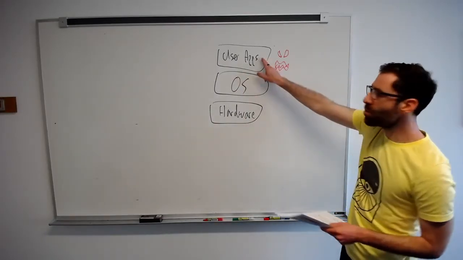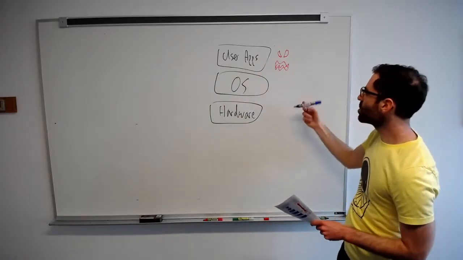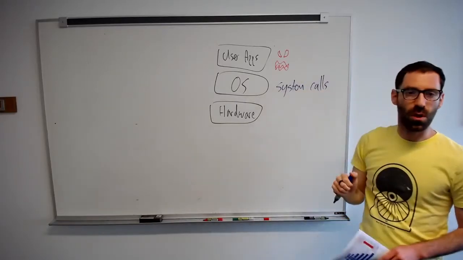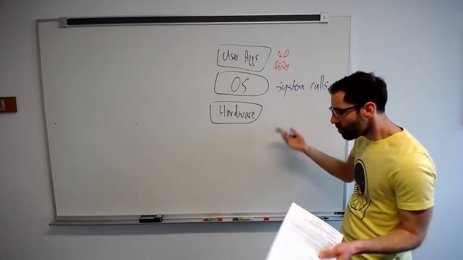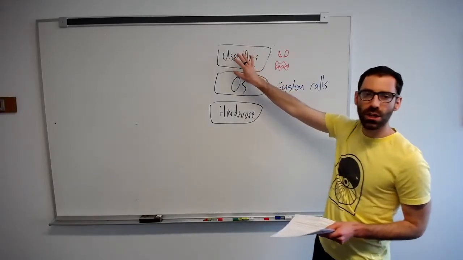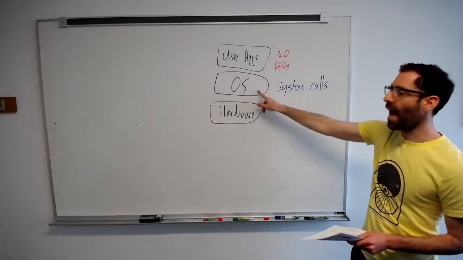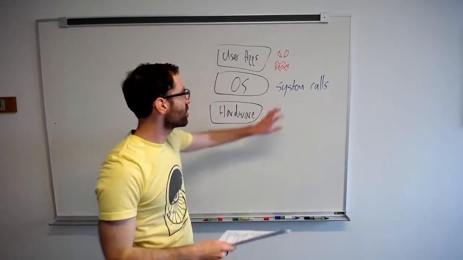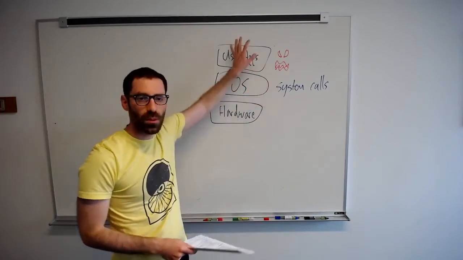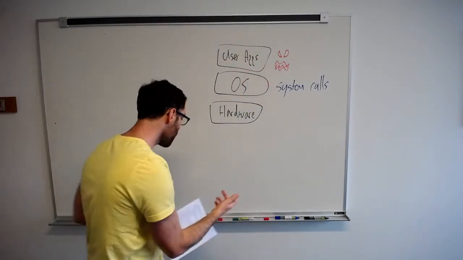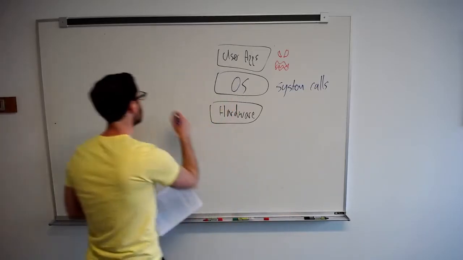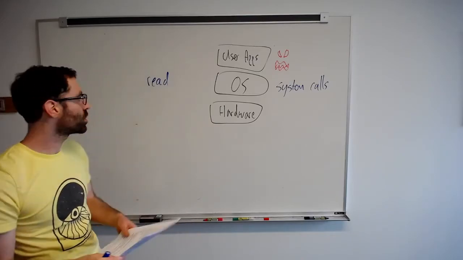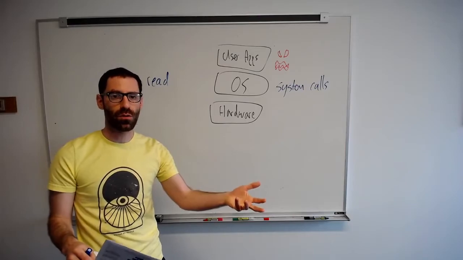And so because we don't trust user applications, our operating system provides what are called system calls, which are just functions, procedures that user applications can invoke in order to ask the OS to do a specific task. Another way to think of this is as an API that the operating system offers to user applications. For example, Linux has the read system call, which an application would call in order to read information from a file.